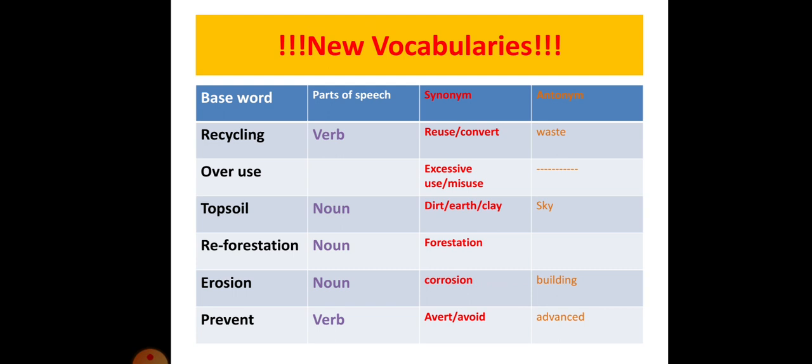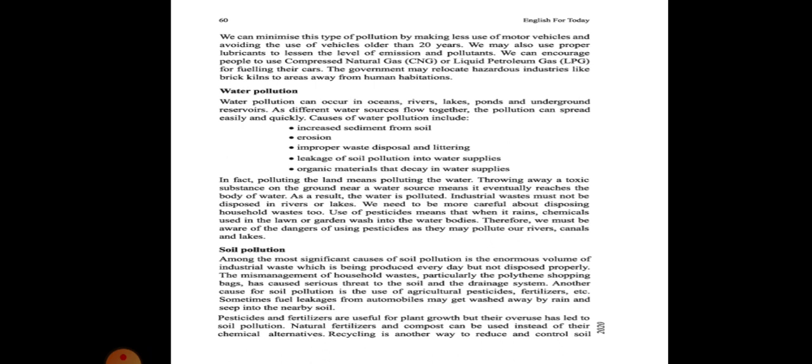Okay, so next one is overuse, excessive use. Okay, topsoil, it means earth, and there is an opposite meaning that I mentioned here, sky. Yes, soil or sky. Okay, and reforestation, it means forestation or afforestation. Erosion, it means corrosion or building. And prevent, it means avert or advanced. All these words are very much important and effective to learn this lesson. You can see it on page number 60. Let's start this text again.